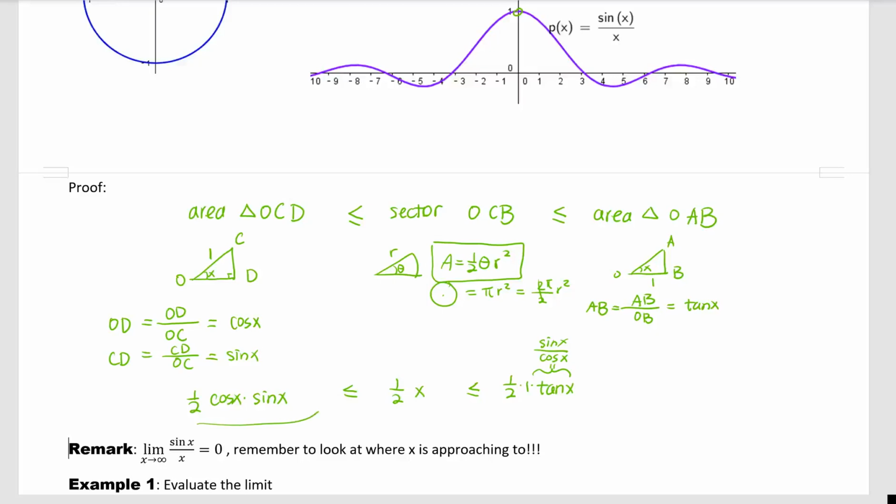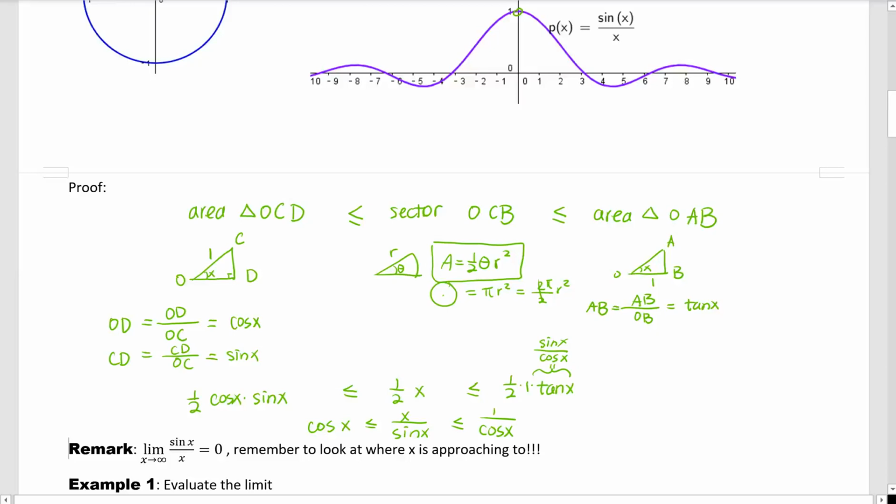Okay, can you see the left term, we have sine x. The right term, if we solve for sine and cosine, we also have the sine x. So let's divide it by sine x on each of the terms. Then we multiply by 2. Then we get cosine x less than or equal to x over sine x less than or equal to 1 over cosine x. Alright, does this seem familiar?